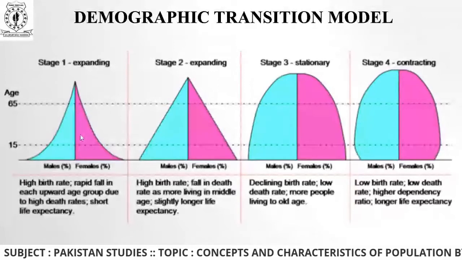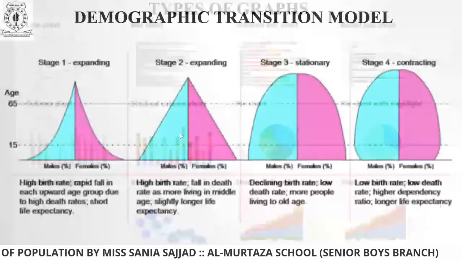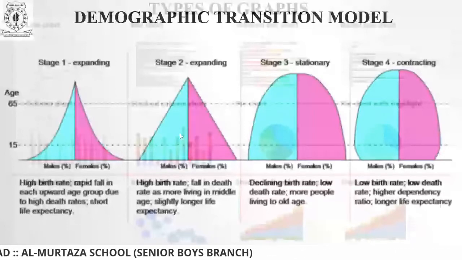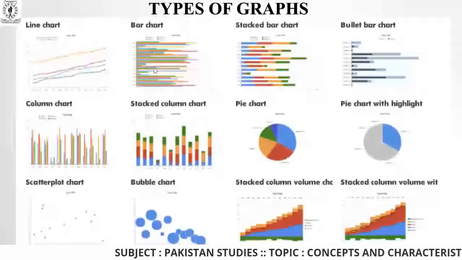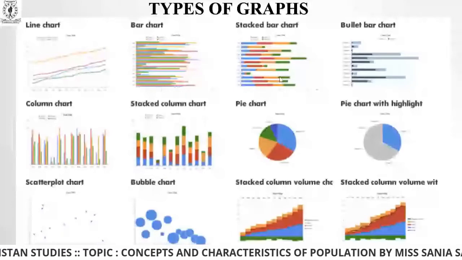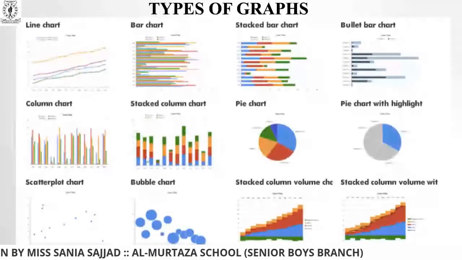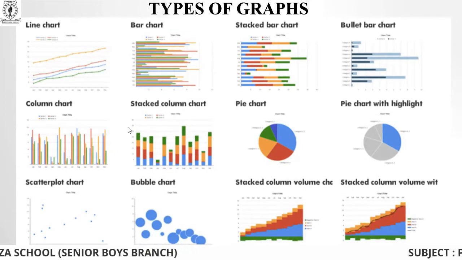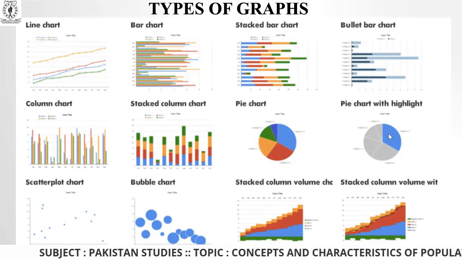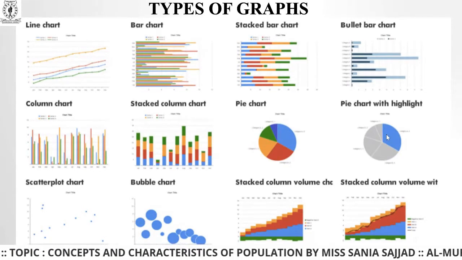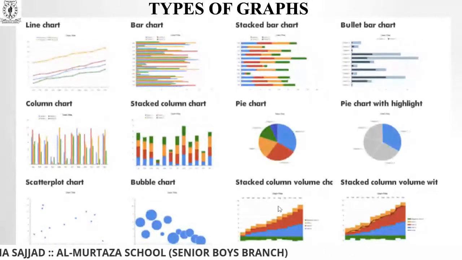Now coming towards the next slide, which states the types of graphs. You can see very clearly that there are so many types of graphs given over here. This graph is known as a line chart. It is known as a bar chart, which is in the form of bars. That is a stacked bar chart, bullet bar chart, column chart, which is in the form of columns, stacked and bubble, stacked column chart, which is in the form of stacked columns. This is known as a pie chart, and this is the pie chart with highlights. It means that you're highlighting provinces to make them more prominent. This is a scatter plot chart, the bubble chart, stacked column volume, and stacked volume width.